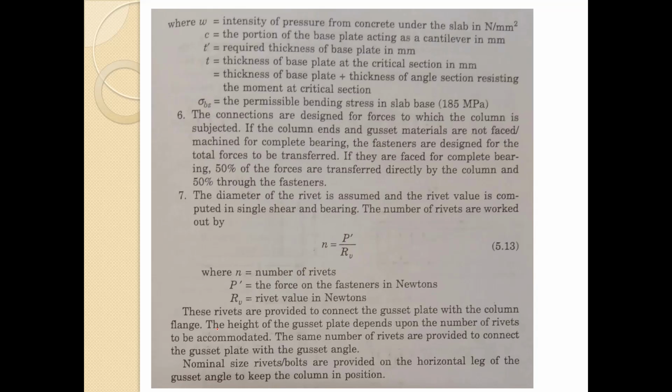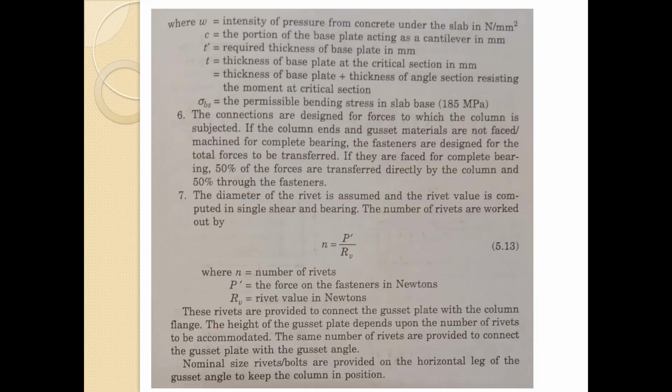Here W is the intensity of pressure from the concrete under the slab, C is the portion of the base acting as a cantilever, T dash is the thickness of the base plate, T is the thickness of the base plate at the critical section, that is the thickness of the base plate plus the thickness of the angle section resisting the moment at the critical section, and sigma bs is the permissible bending stress in the slab base, that is 185 MPa. So the connections are designed for the forces to which the column is subjected.